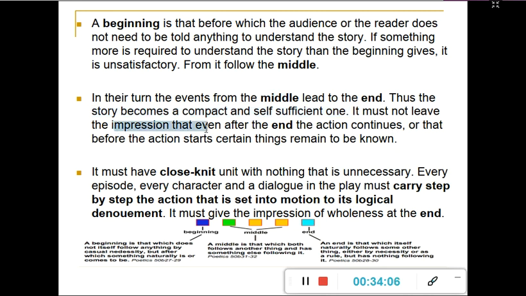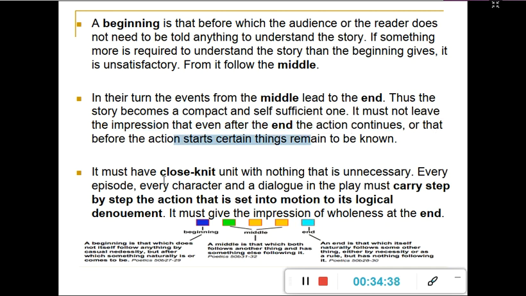It must not leave the impression that even after the end, the action continues. يعني بأول ما بيحصل المدل أو اللي هي قمة الصراع بقى أو الكونفليكت أو الكلايمكس في الwork of art، مش لازم الreader feel that in or after this end, or after the middle which leads to the end, بعد كده ان there is something is going to happen or it's unsatisfactory. ما فيهاش الحاجات كلها او العناصر الاكشن كله. Before the action starts certain things remain to be known.